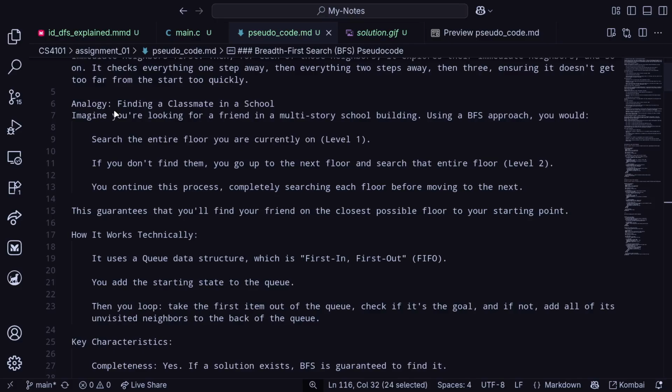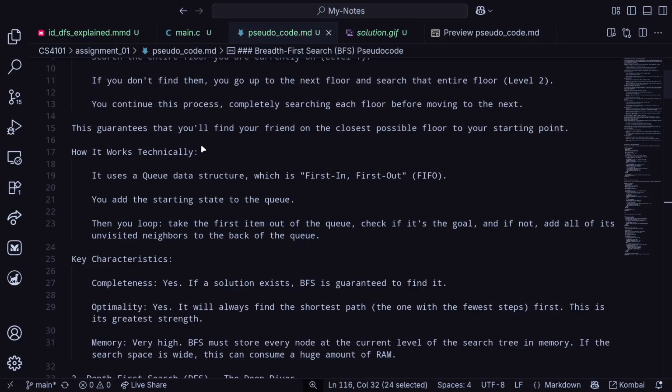Now, what should they do? They would first search the whole floor. Say you are on the first floor and you will search the first floor completely to find your friend. So if you are not able to find your friend, you go to the next floor. So this is like breadth first search or a level by level searching methodology.